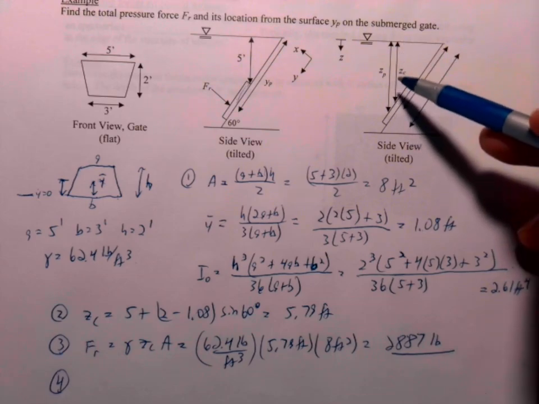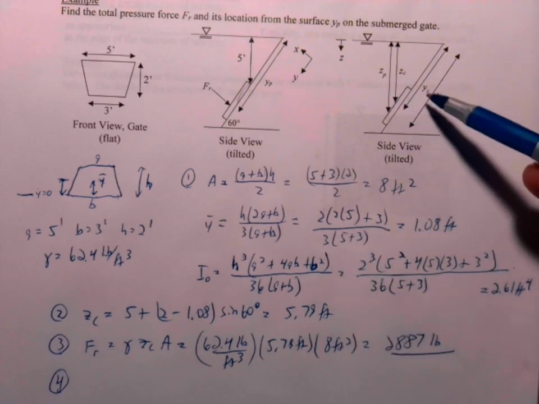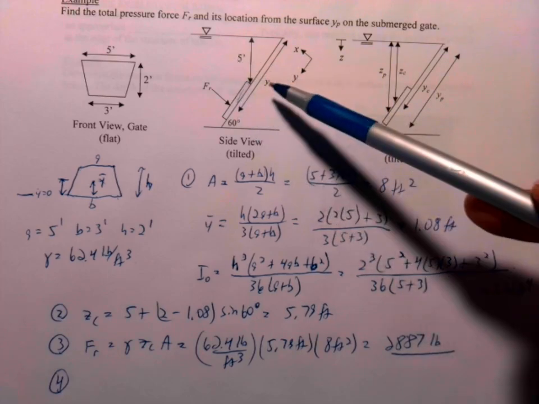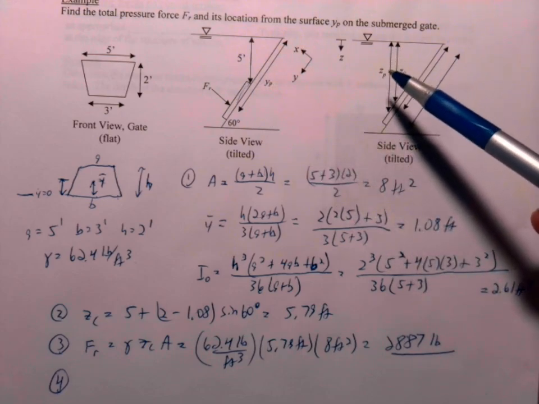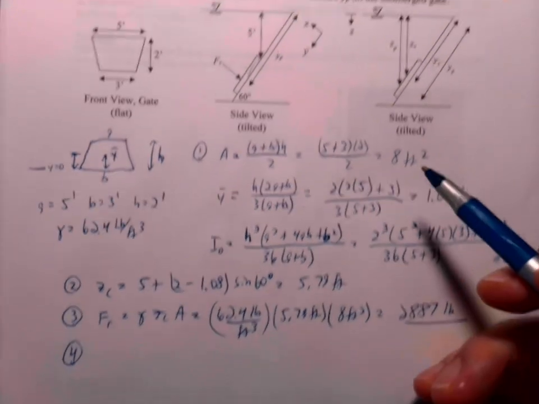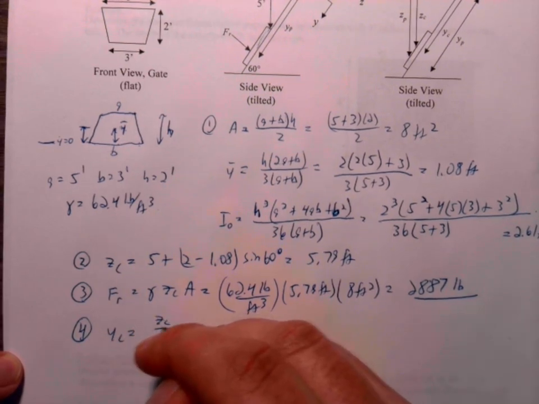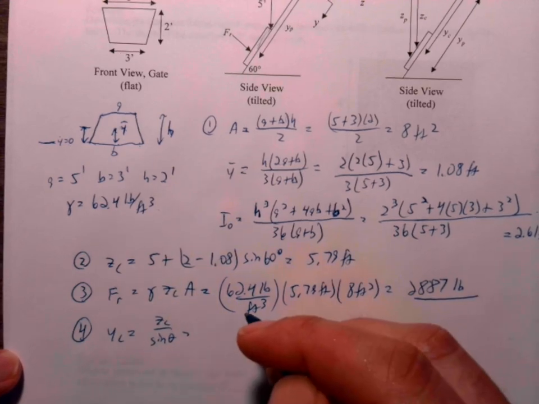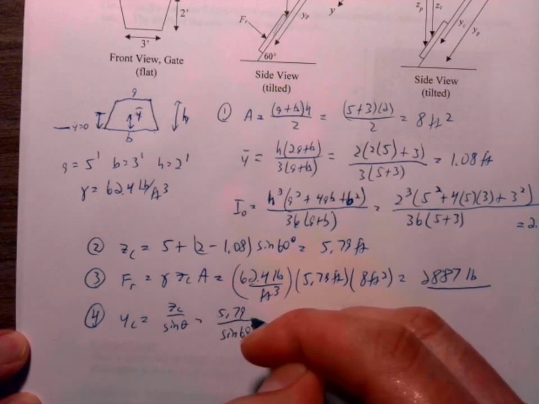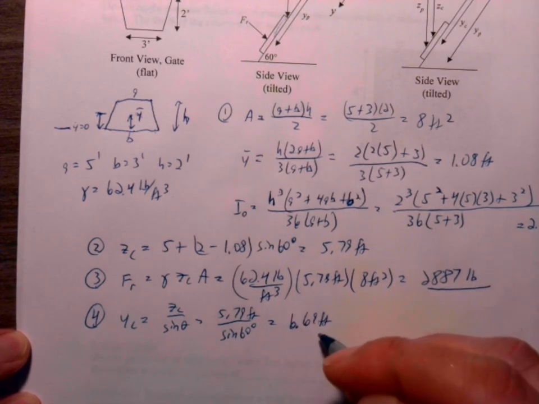If it's straight up and down, y and z are the same, and we would know that yc was zc. But here, because it's tilted, we have to do a little bit of trigonometry again. It's got to be the 5.79 divided by the sine of 60 to give us the length along this plane. So yc is equal to zc over the sine of theta, and here that's 5.79 divided by the sine of 60 degrees, and I get 6.69 feet.